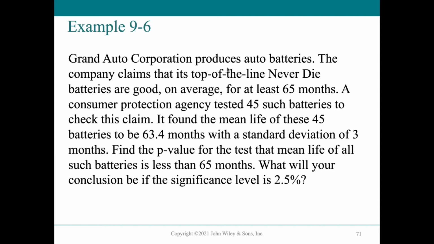The Grand Auto Corporation produces two auto batteries. The company claims that its top-of-the-line never-die batteries are good on average for at least 65 months. A consumer protection agency tested 45 such batteries to check this claim. The mean life of these 45 batteries is found to be 63.4 months with a standard deviation of 3 months. Find the p-value for the test that the mean life of all such batteries is less than 65 months. What will be your conclusion if the significance level is 2.5%? Since this is less than 65 months, we are looking at a single-tailed test.